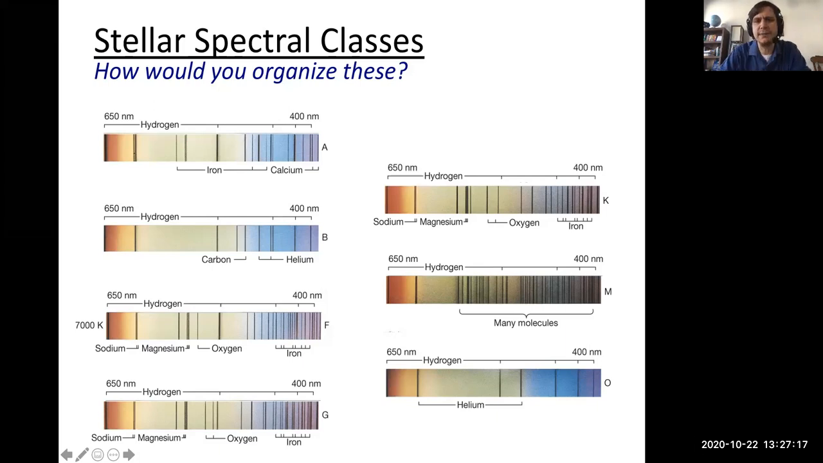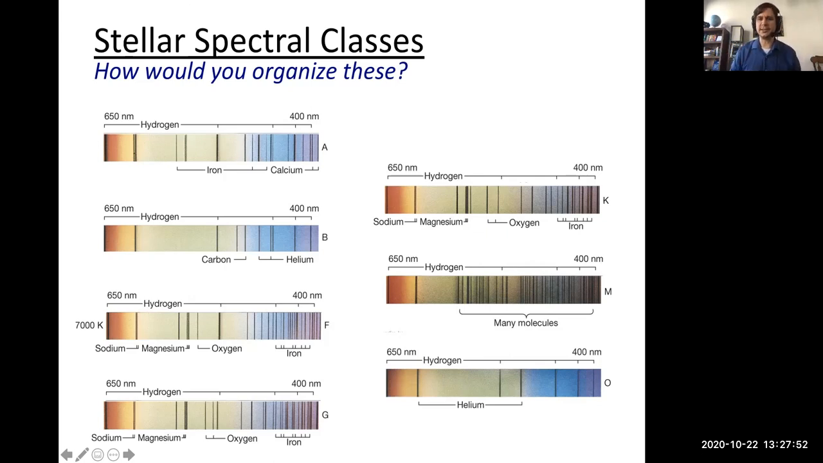So here I have 7 different spectra of stars. And what I'd like for you to do is take a moment, pause the video, look at each one of these spectra, and think about, okay, how might you organize and arrange these spectra? How would you classify them? How would you break them up? I'll give you a moment to do that.